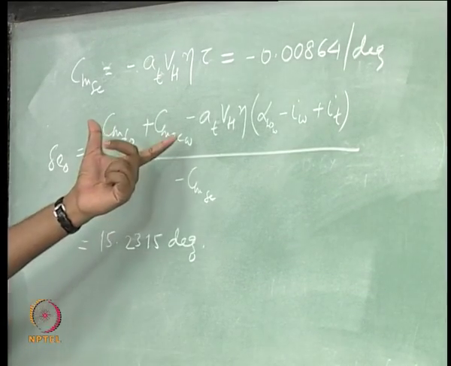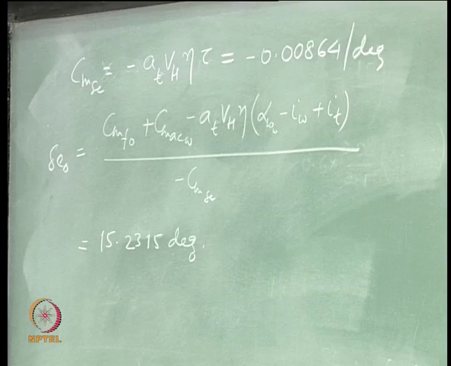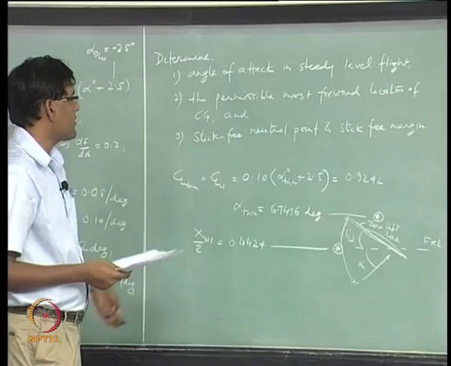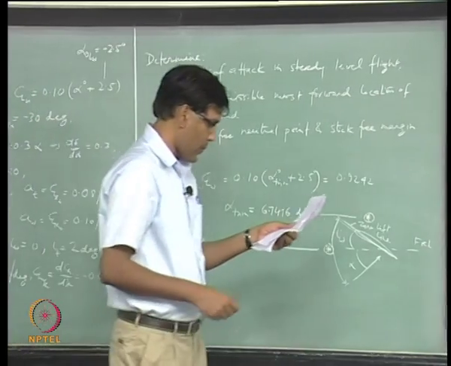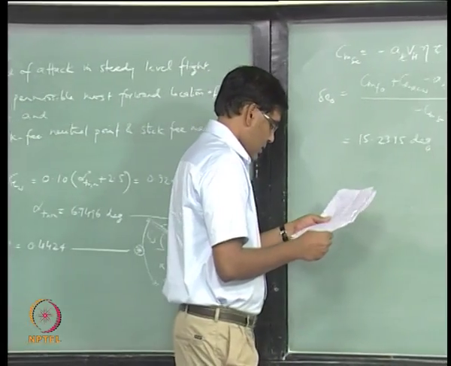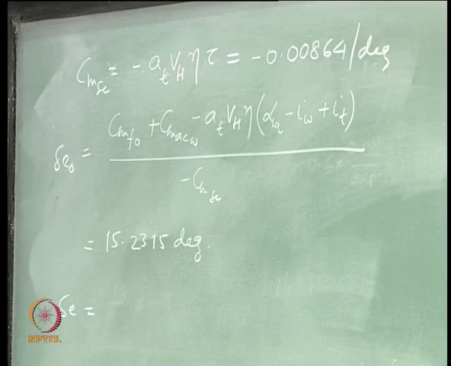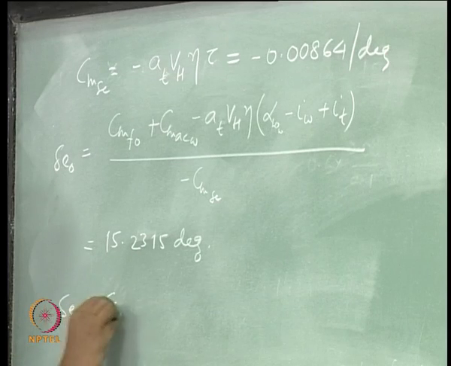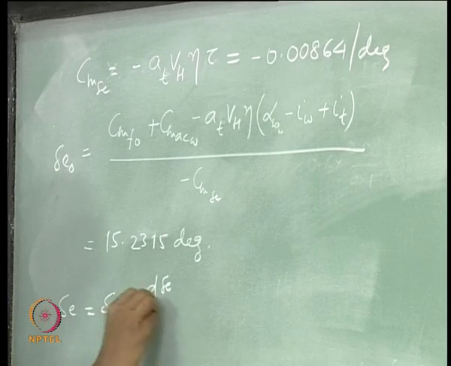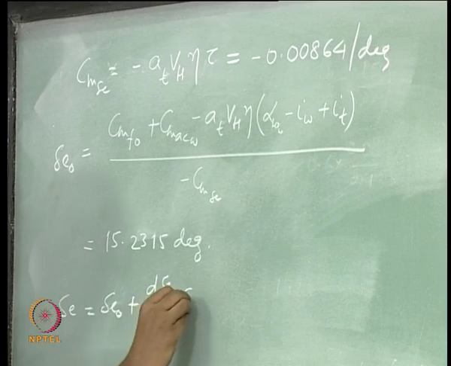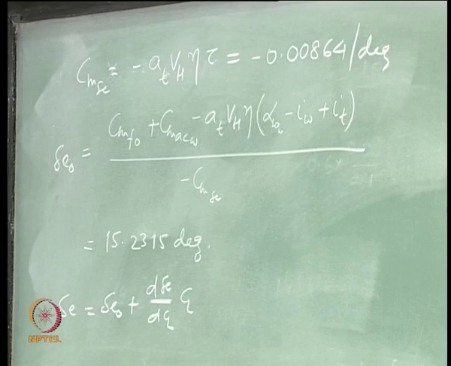So, you have all the numbers here, so you can find out what is delta E naught. What I need to find out is the permissible most forward location of CG. So, I use this simple relation.